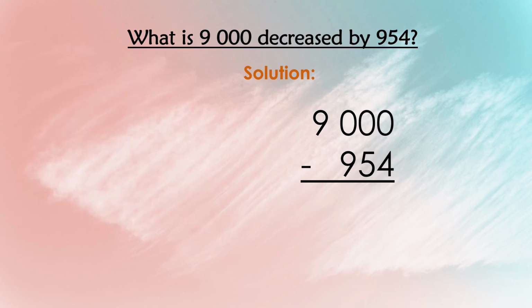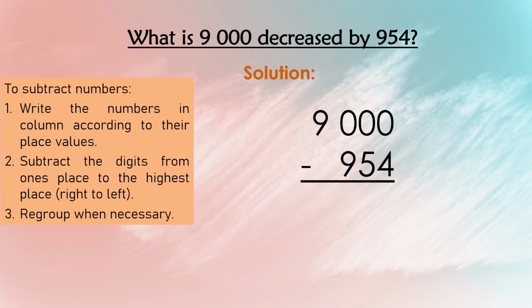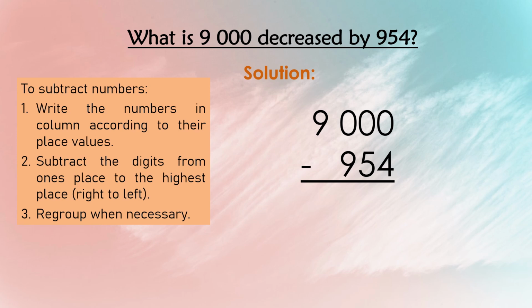Next problem. What is 9000 decreased by 954? Follow the same steps. Subtract the ones digits. 0 minus 4 cannot be. So what we do is to borrow from the next place. Here we can see that the next two digits are both zeros. So what we need to do is to borrow from the digit in the highest place.